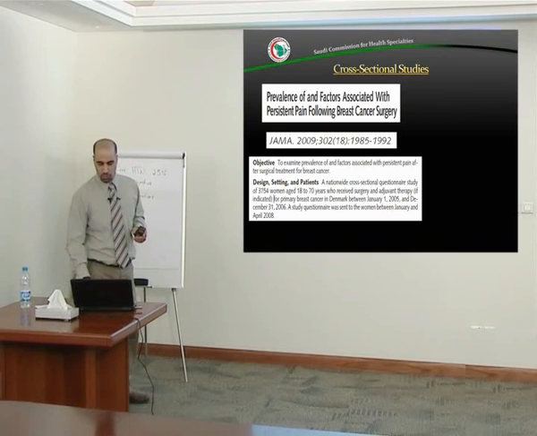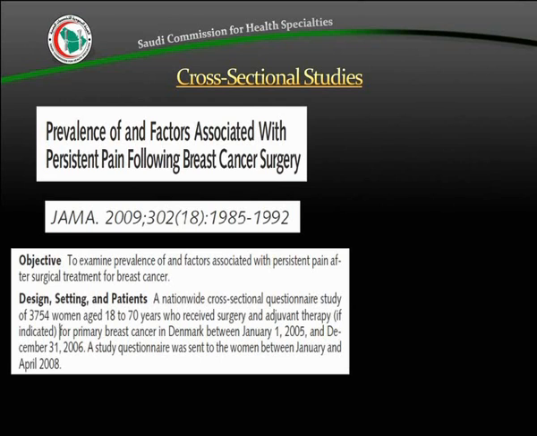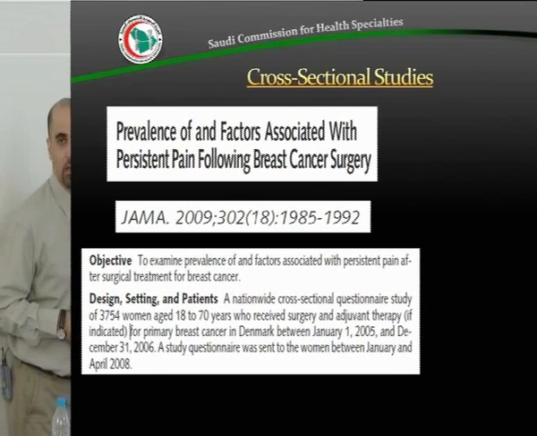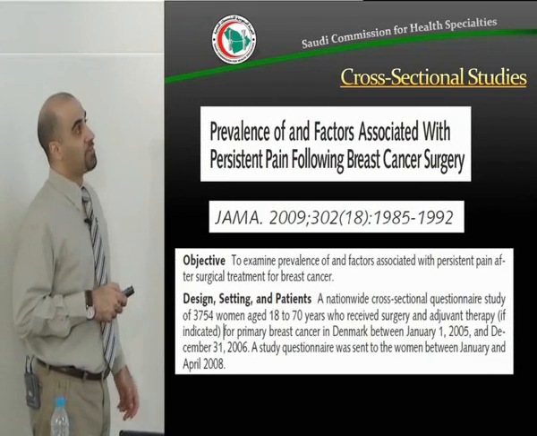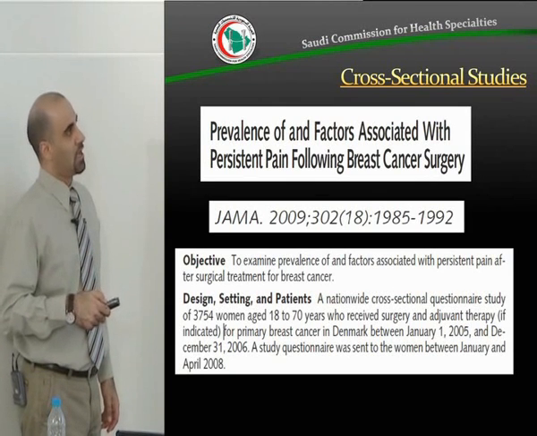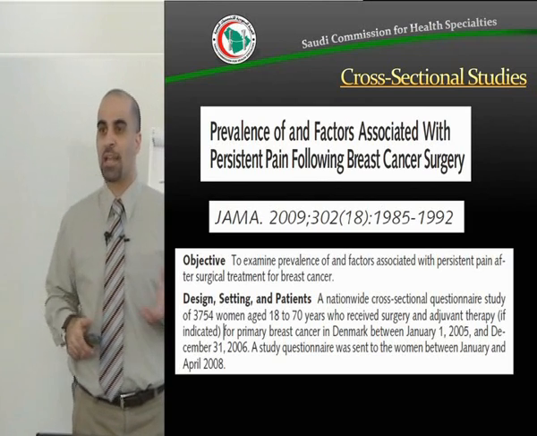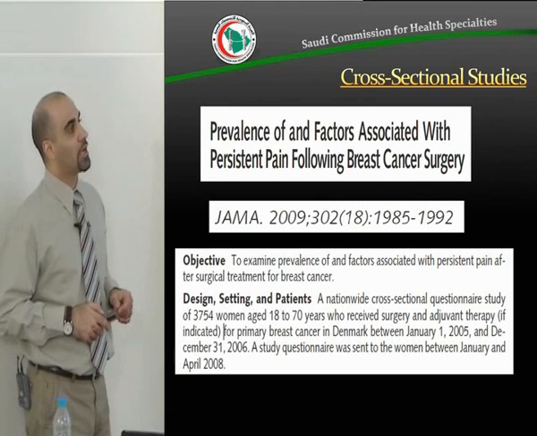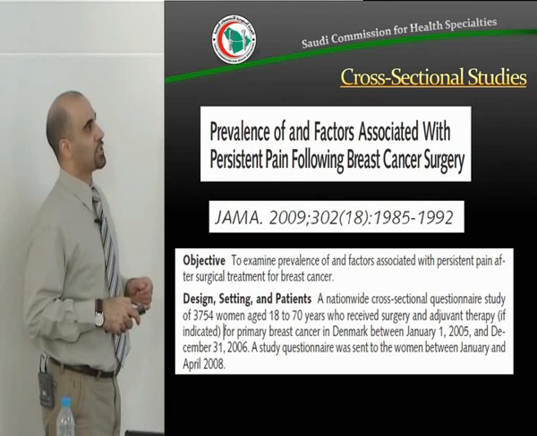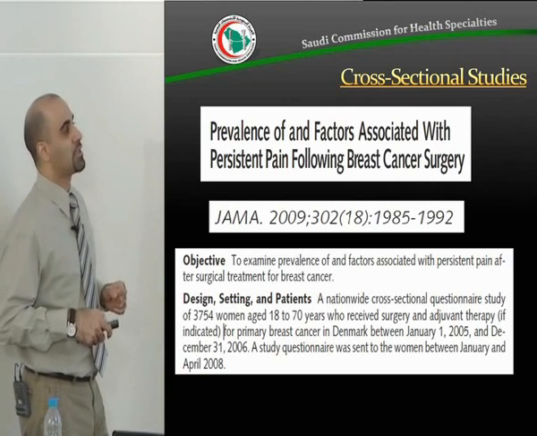I think it will be clearer if I go over an example. This is an example about the prevalence of and factors associated with persistent pain following breast cancer surgery. So prevalence of persistent pain following breast cancer surgery. Is this descriptive or analytical in nature? It is descriptive in nature. This is why they decided to do a cross-sectional study. Now, it was published in JAMA in 2009. Here they say the objective was to examine the prevalence.